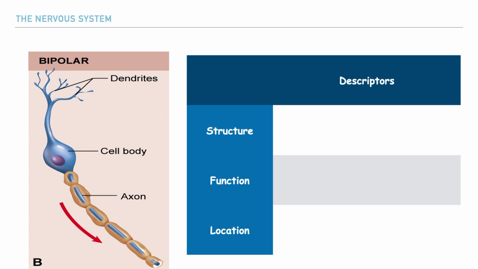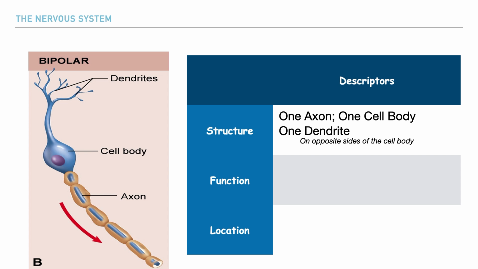Next, we have bipolar neurons. And again, looking at the image on the left-hand side of the screen, we can see that our bipolar neurons have one axon, one cell body, and one dendrite. So now that we've reviewed the image, let's put our description with it. So again, real quick, we have our one axon, our one cell body, and our one dendrite, which has its own smaller dendrite branches. And what we can make note of here is that the dendrite and axon are on opposite sides of the cell body.